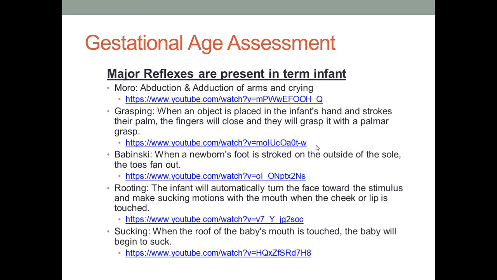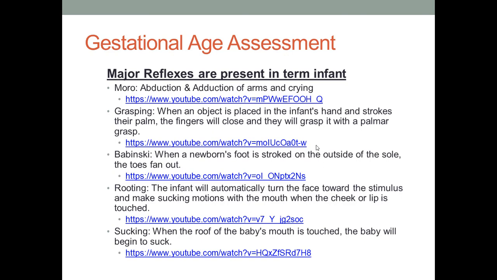Rooting. If they're a breastfed or bottle fed baby, they're going to look for that form of food. They'll turn their face towards whatever stimulus, if you rub their cheek, and they'll start making some sucking motions and getting ready to eat. Sucking. Anytime the roof of the baby's mouth is touched, the baby will start to suck, whether it's a pacifier or a finger or a nipple if they're breastfed.